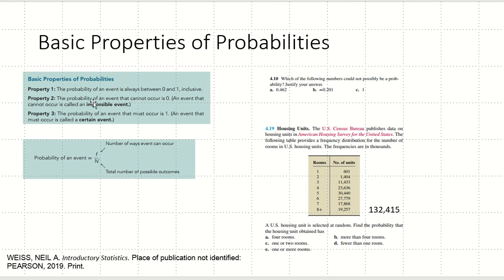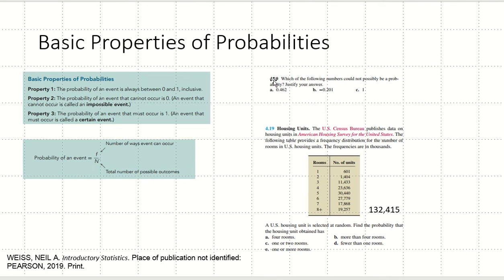A probability of 0 is called an impossible event. The probability of 1 is called a certain event. The formula is equal to the number of ways an event can occur over the total number of possible outcomes. So we'll put this into practice by applying it to these two problems over here.